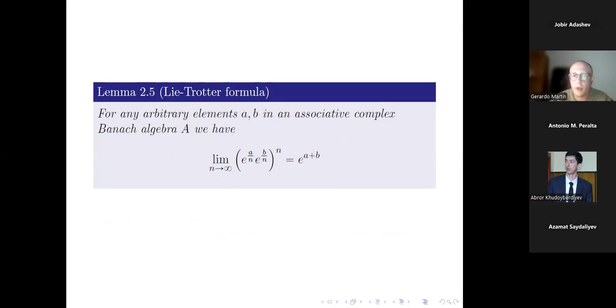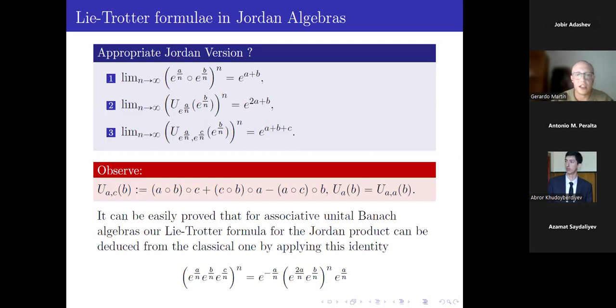So, as when we were wondering about a new expression for the principal component, now we wonder what will be a nice formulation for the Lie-Trotter formula in this context of Jordan Banach algebras. Perhaps we can consider changing the associative product by the Jordan product.